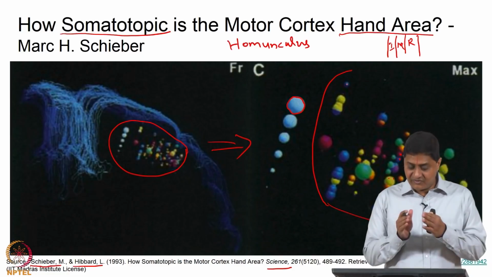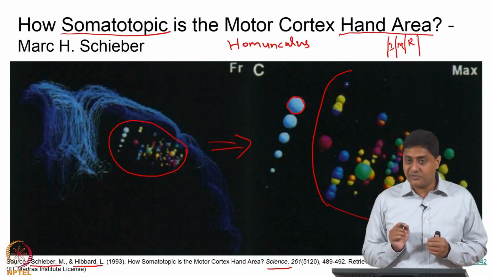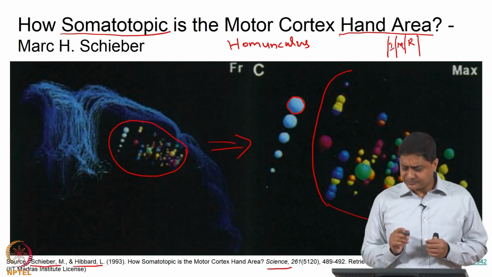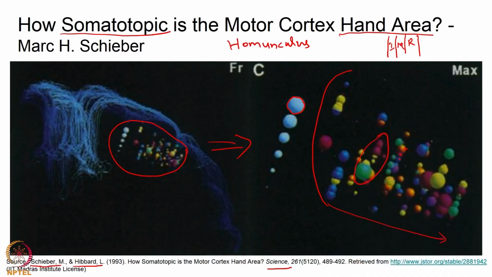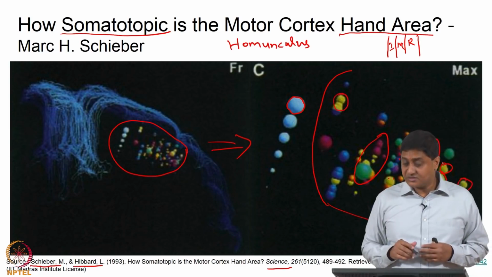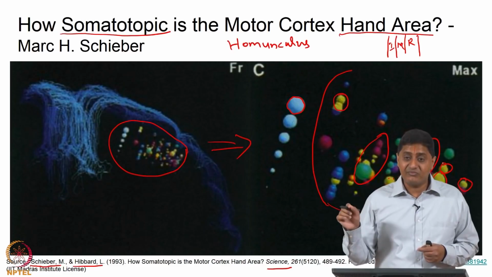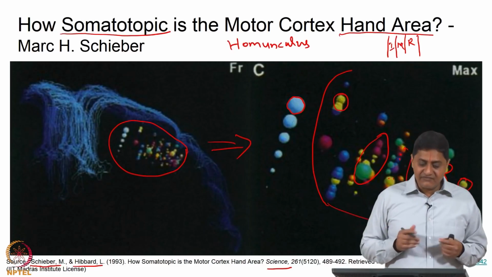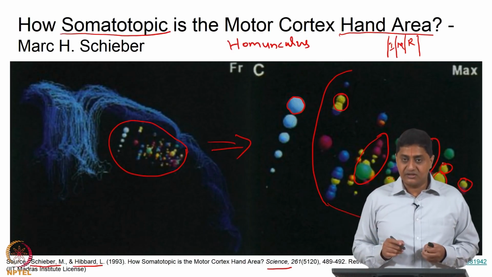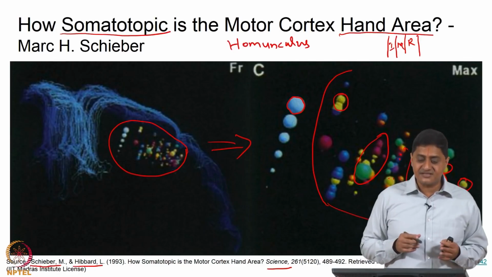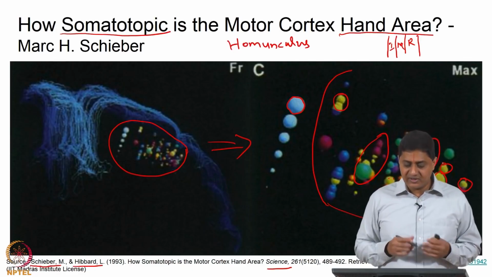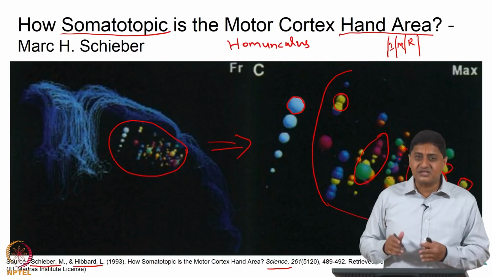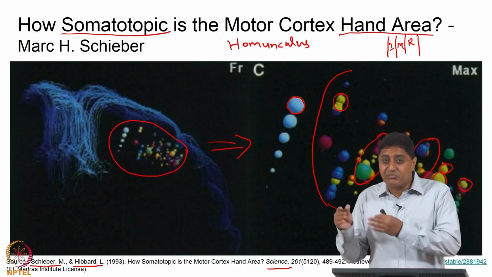So, if you take any particular area like this, there is divergence onto multiple fingers. Also, neurons from multiple areas could converge onto the same finger. So, there is both convergence and divergence, and this challenges the idea that somatotopy in the motor cortex hand area is strictly present with strict boundaries between them.